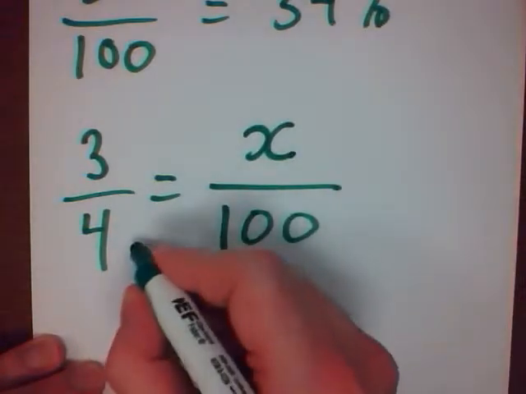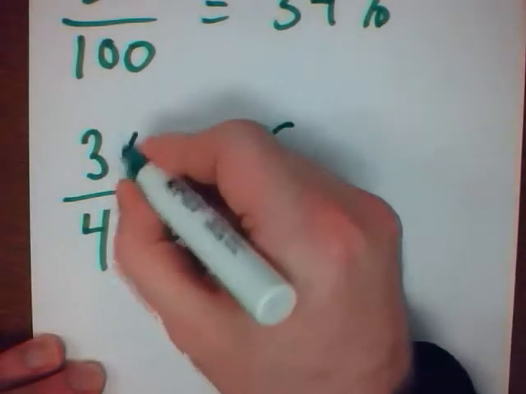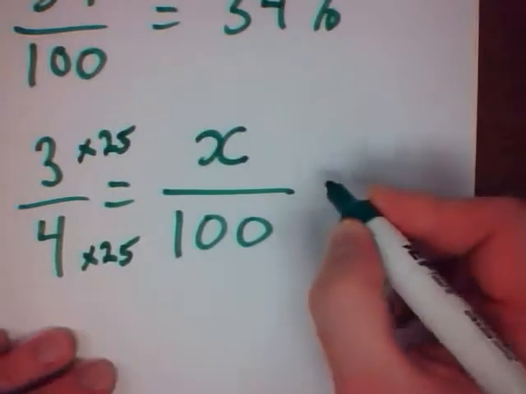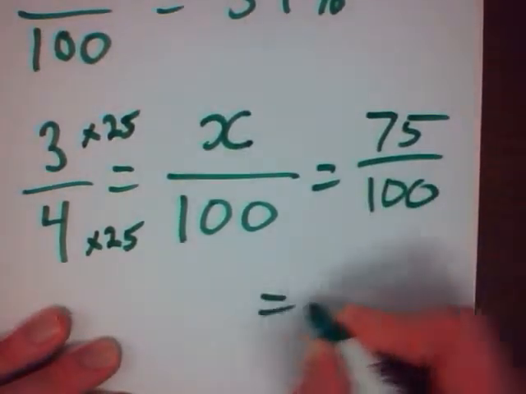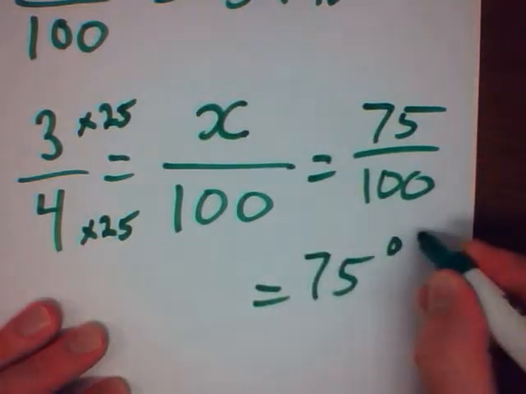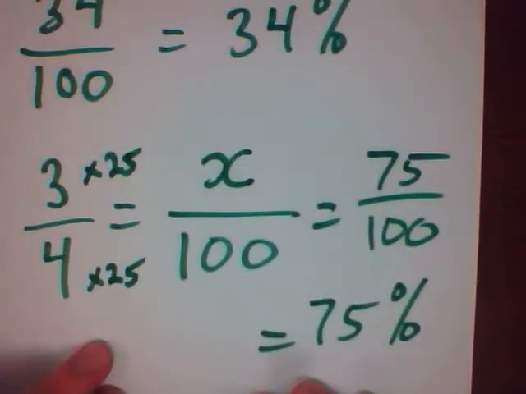4 times what equals 100? Have to multiply the same here. That will give me 75 out of 100, which is 75%. So that's simple enough dealing with fractions.